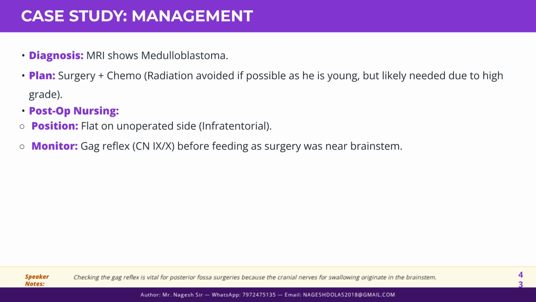Rahul's diagnosis is medulloblastoma. The plan involves surgery and chemotherapy, with radiation likely needed due to the tumor grade. Post-op nursing care includes positioning him flat on the unoperated side and monitoring his gag reflex before feeding, as the surgery was near the brainstem.